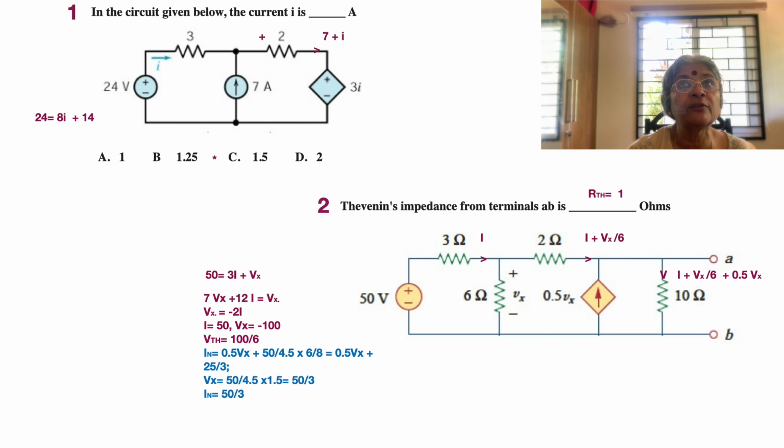Now substituting 50 by 3 in IN equal to 0.5 Vx plus 25 by 3 tells us that IN is equal to 50 by 3. So we have calculated them completely separately. This is going to be the difference with respect to the previous problems that we have been handling. Now RTH or ZTH is as simple as VTH, which is equal to 100 by 5, divided by IN, which is equal to 50 by 3, and so we get RTH as a nice value of 1 ohm.